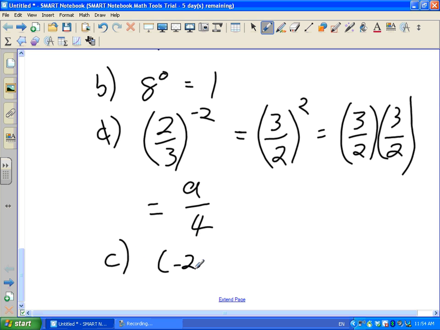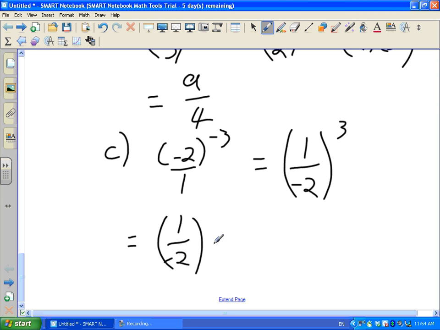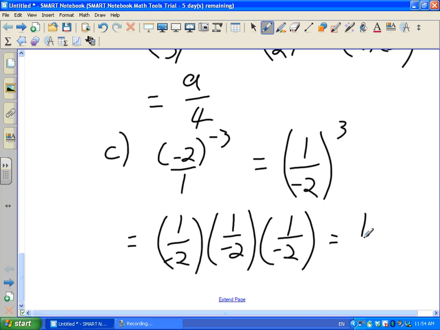Let's do C. Negative 2 to the power of negative 3. Think of this as a fraction in brackets. I flip the fraction, so it becomes 1 over negative 2 to the power of 3. When I rewrite that, 1 over negative 2 times 1 over negative 2 times 1 over negative 2. 1 times 1 times 1 is 1. Negative 8. 1 over negative 8.